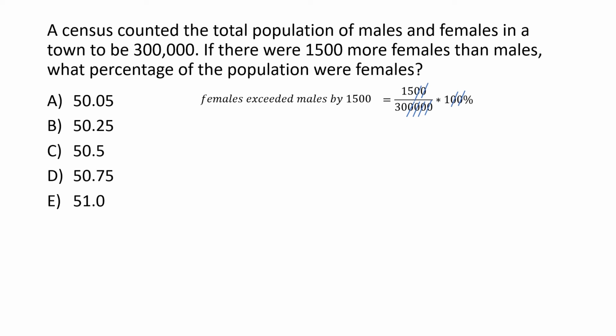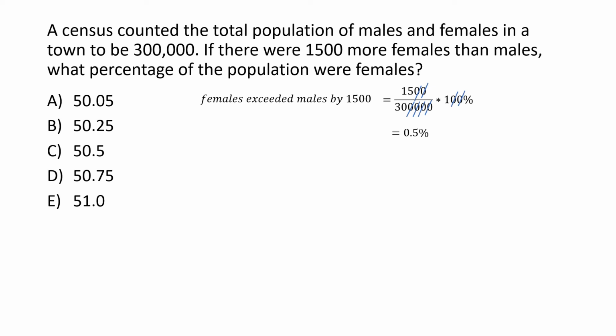And what is 15 by 30? Well, it's half, right? And half expressed as a decimal would be simply 0.5. So this comes to 0.5 percent. So we know that females will exceed males by 0.5%. Whatever the percentage of females is, that will be greater than the percentage of males by 0.5%.